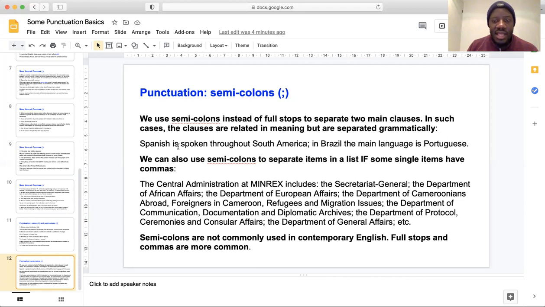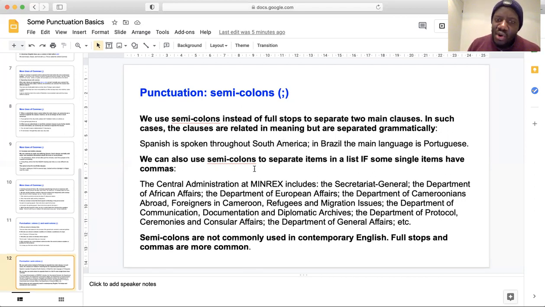So this sentence is related to this one because we want to clarify that although Spanish is spoken throughout South America, there is an exception that stands out, and that is Brazil, where the main language is Portuguese. So these sentences are actually separated grammatically because you can still say "In Brazil, the main language is Portuguese," but they are actually related in meaning because you want to talk about the linguistic map of South America.